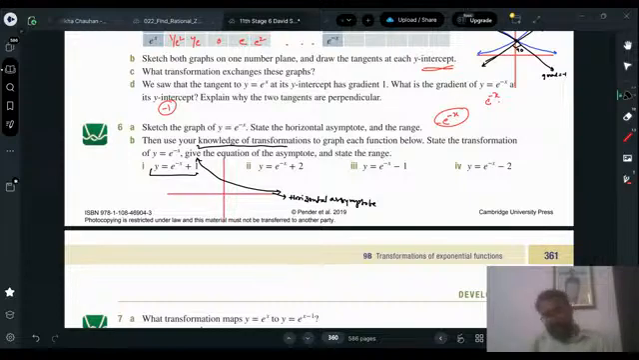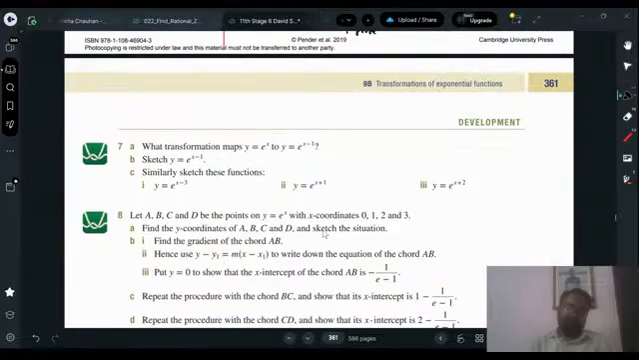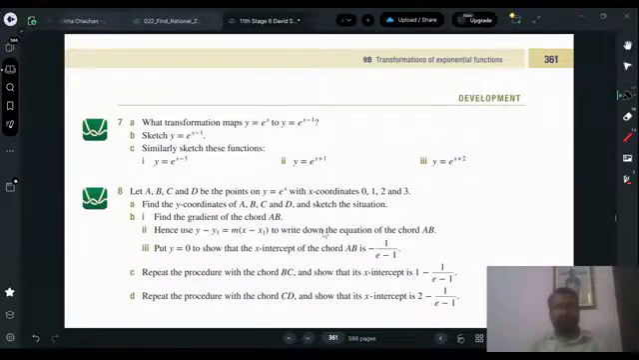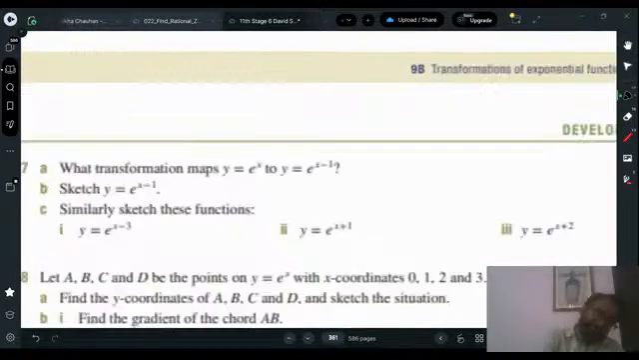e power minus x plus 1 gets up 1 unit, up 2 units, down 1 unit, down 2 units. Next. Now please tell me the seventh one. Use your knowledge of transformation.